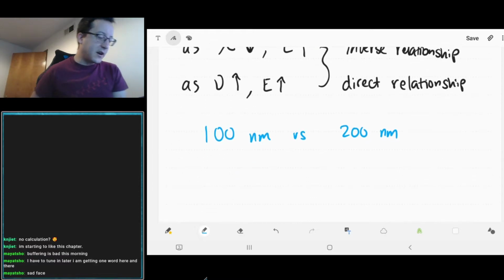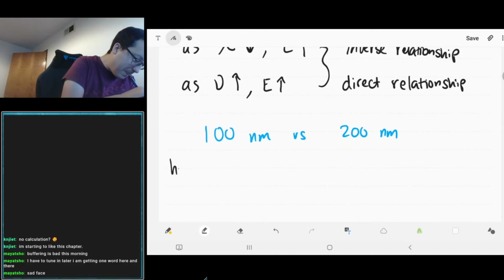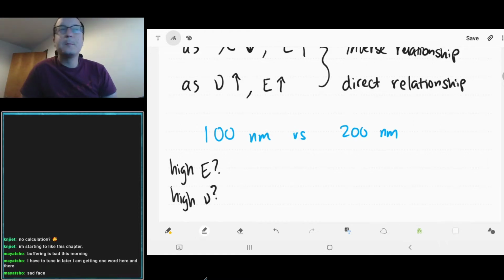Alrighty, so if we were to compare these two wavelengths, let's talk about which one has higher energy. And let's see which one has a higher frequency. Which one do we think it's going to be?